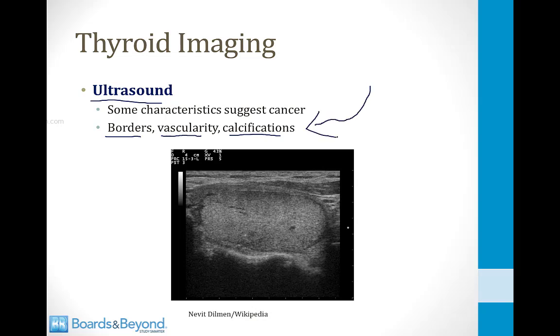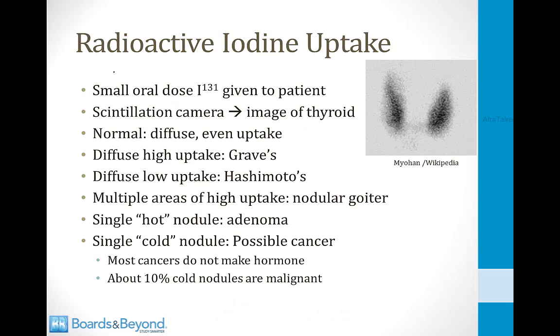In addition, you can use thyroid ultrasound to measure the size of a nodule and follow it over time to see whether it's growing or whether it is stable. Another non-invasive test to work up thyroid disorders and thyroid nodules is a test called radioactive iodine uptake. In this test, patients are given a small oral dose of iodine-131, which is radioactive. That iodine will concentrate in the thyroid gland, and then you can use a machine called a scintillation camera to take an image of the thyroid, and it will detect the radiation being emitted by the iodine-131.